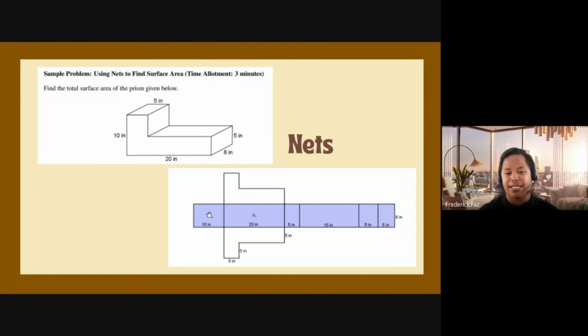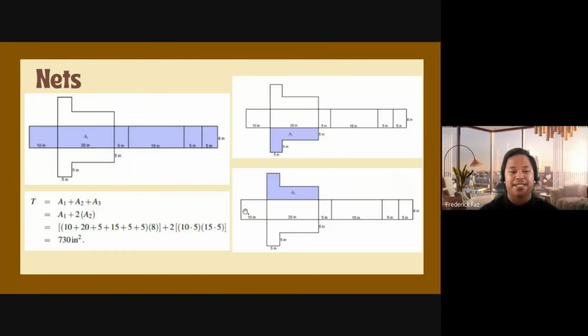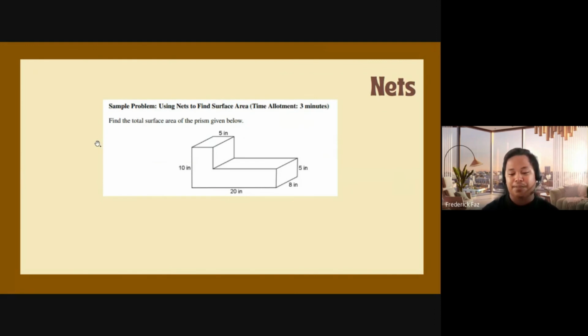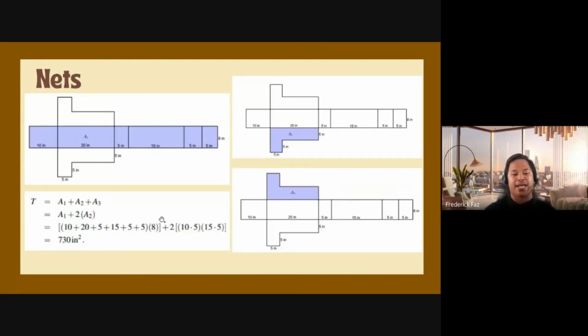So this is area 1. And we have this area. These are the colored ones, area 1, area 2, area 3. So we can solve the total area of this prism. So we have here 730 square inches as our area.